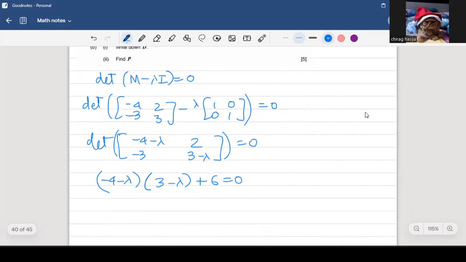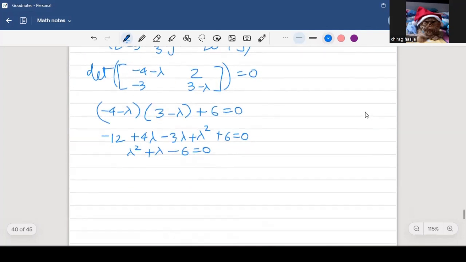So let's simplify quickly. It will be minus 12 plus 4 lambda minus 3 lambda plus lambda square plus 6 is 0. So it will be lambda square plus lambda minus 6 is 0. Splitting the middle term, I'll be getting it as plus 3 and minus 2. So that gives us lambda is equal to minus 3 or lambda is equal to 2.